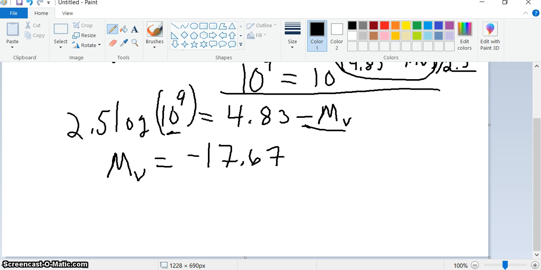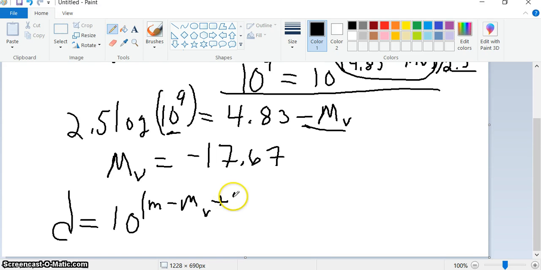Okay, so again, this is a three-step process. This is ultimately what we're looking for, the distance. Of course, this is the equation we always use: the distance is equal to 10 to the, remember, it's always little m minus the absolute, so little m is the apparent magnitude, minus the absolute magnitude. That's why we had to figure out both of those numbers, plus 5, and then that whole thing divided by 5. And then, of course, the distance is always in parsecs, right? And so this is going to be a whole lot of parsecs.